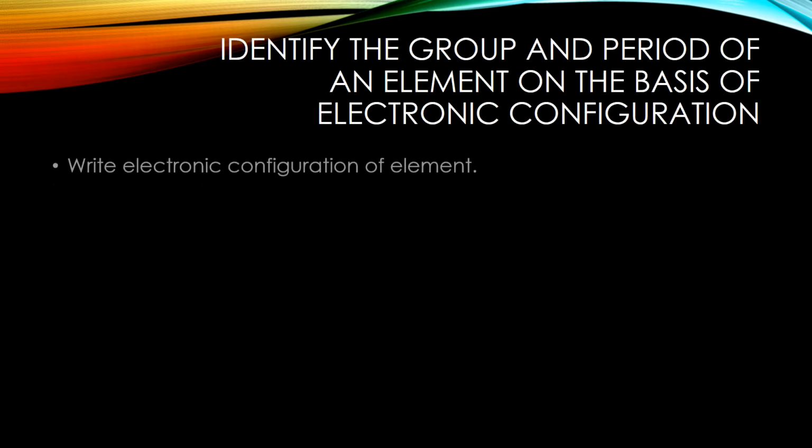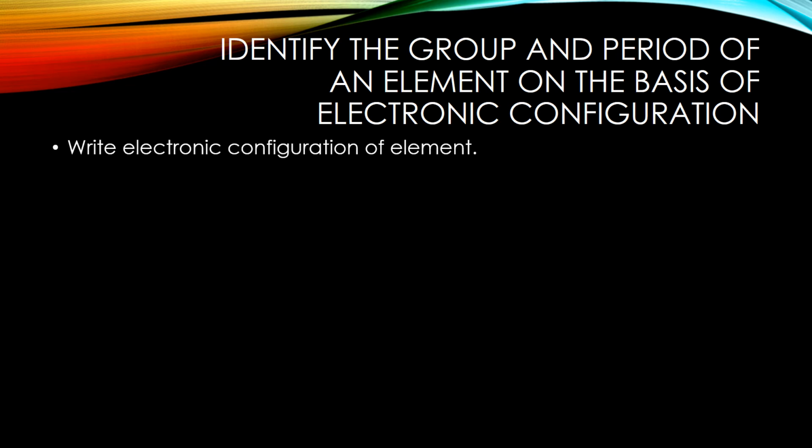In the previous unit you have learned about the electronic configuration of the elements. Now how can we identify the group and period of an element on the basis of this electronic configuration? For this purpose, first of all, we will write down the electronic configuration of the element. For example, aluminium: atomic number of aluminium is 13 and atomic mass is 27, and according to the atomic number we will write down the electronic configuration.